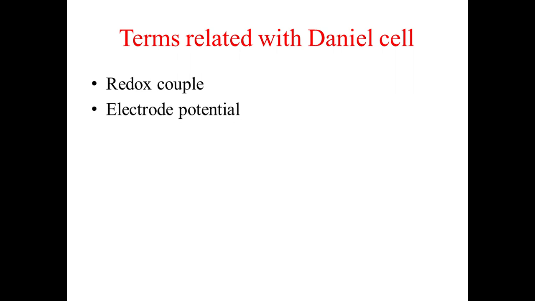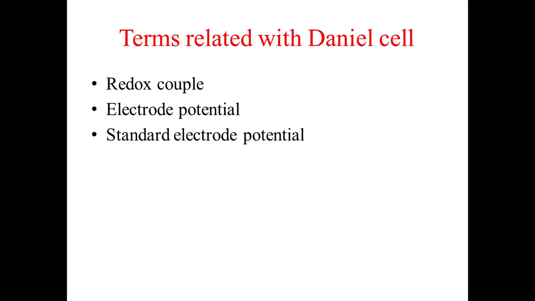So the next, electrode potential. There are two terms: one is cell potential and one is electrode potential. What about the electrode potential? Electrode potential is the potential difference between electrode and electrolyte. I repeat once again, electrode potential is the potential difference between electrode and electrolyte, while cell potential is the potential difference between cathode and anode. That is the basic difference between electrode potential and cell potential.